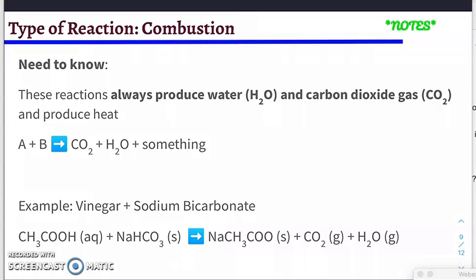Okay, last type of reaction we will discuss this unit is combustion. And this one is a little bit difficult, but also kind of easy, because combustion always produces water and carbon dioxide gas. So think of the pattern. Don't care what's over here. You're looking here. If you have CO2 and H2O on the right-hand side, it is combustion.